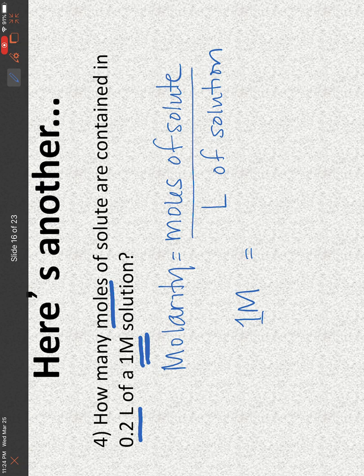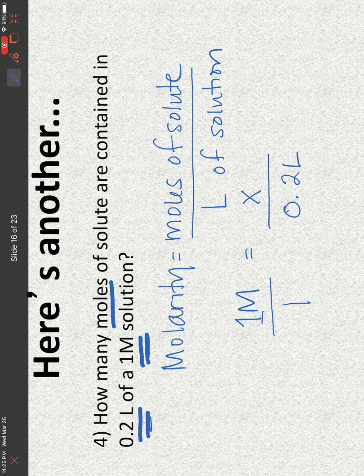That doesn't really look like a 1, does it? I apologize. Sorry about that. So this is a 1 molar solution. Now it says how many moles? We don't know, so that's going to be our X, the moles of solute. And then the liters of solution, they tell us right here, is 0.2 liters.